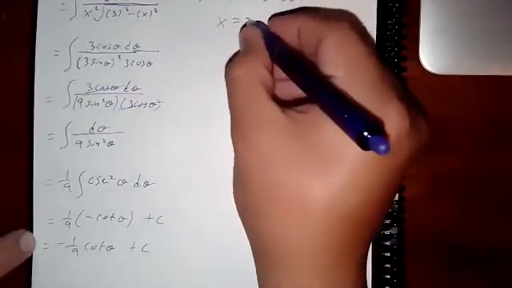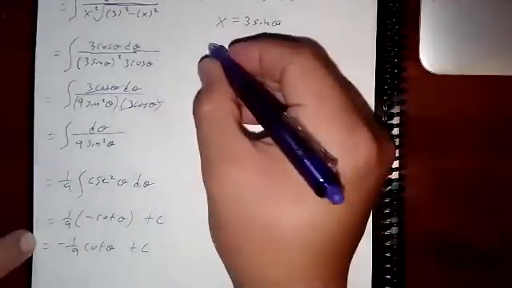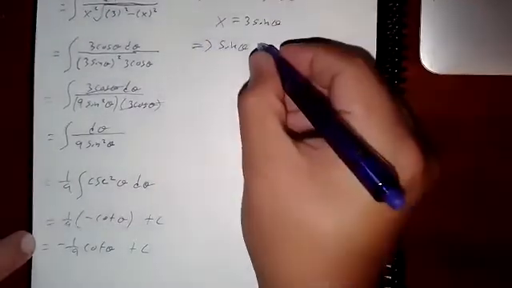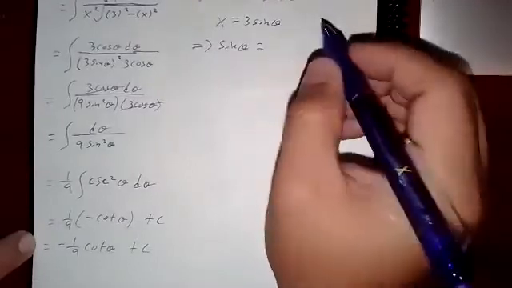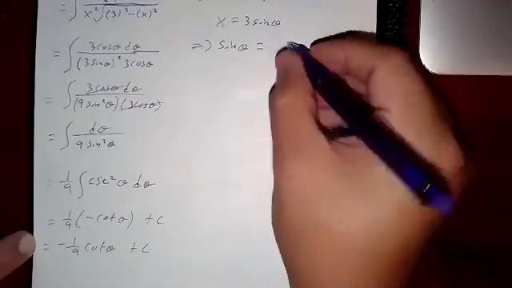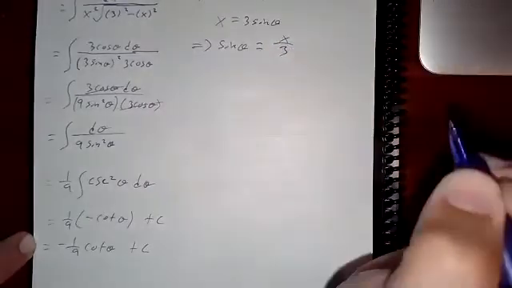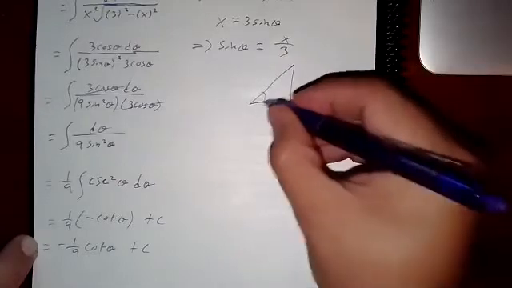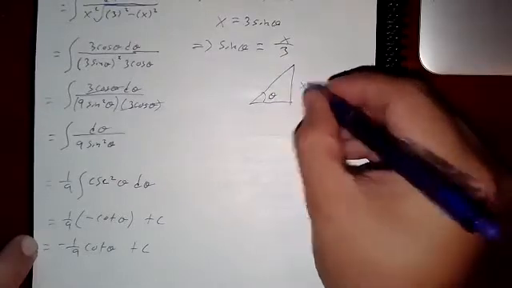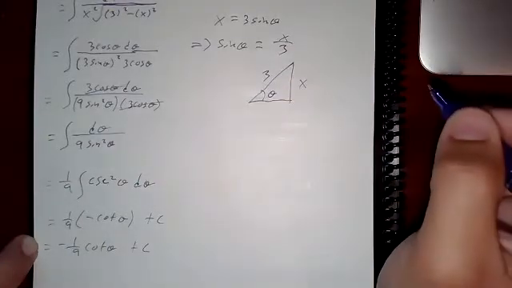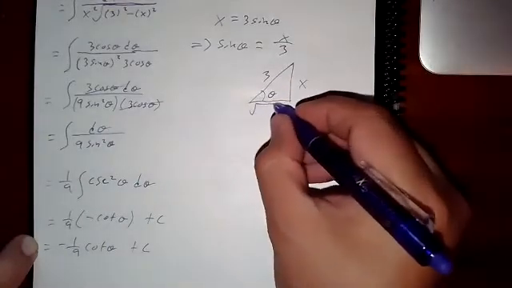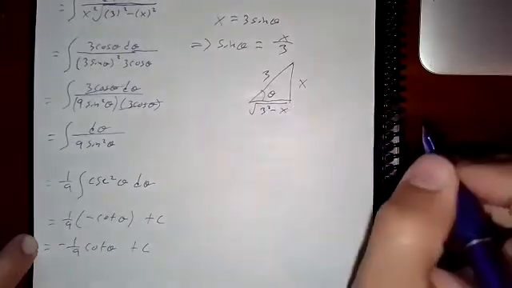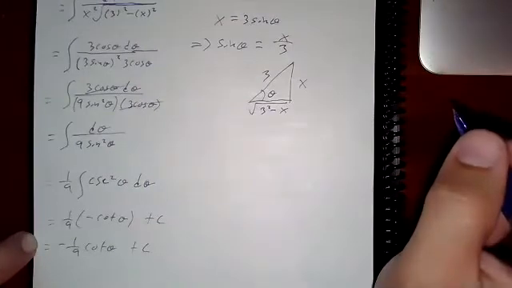But remember, x is equal to 3 sine theta, which implies that sine theta, we're going to back sub now, is equal to x over 3. So using our triangle, the definition of sine theta is opposite over hypotenuse, right? So use the Pythagorean theorem to solve for the missing side. That'll be the square root of 3 squared minus x squared.